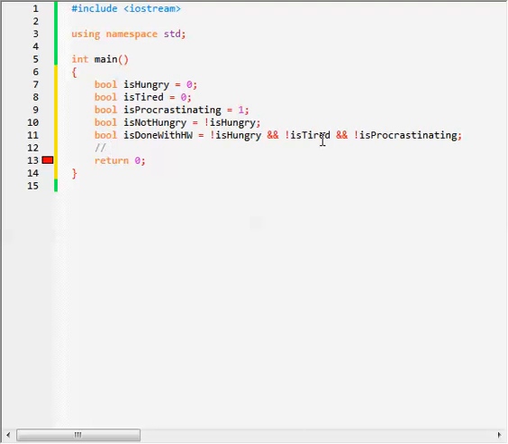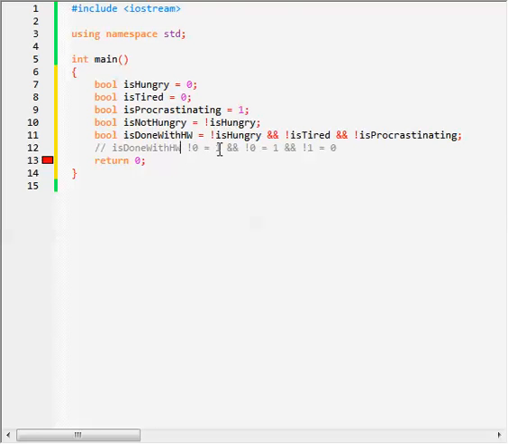So is done with homework is given, it becomes 0. Well, the opposite of 0 is 1, and the opposite of 0 is 1, and the opposite of 1 is 0. So what the and does is it says if this is true and this is true and this is true, then the whole thing is true. If one of these things is not true, then this is not true.